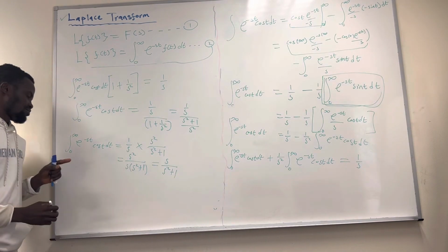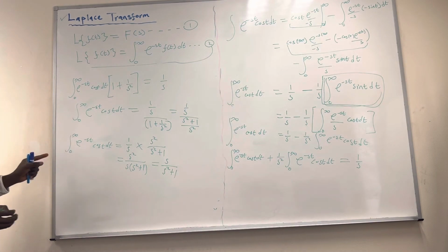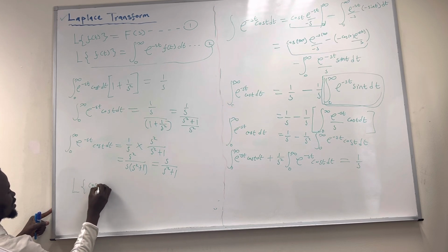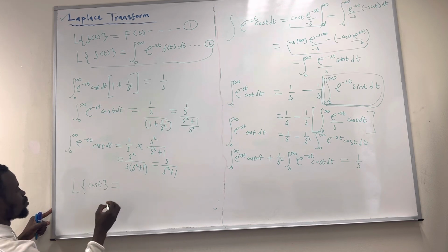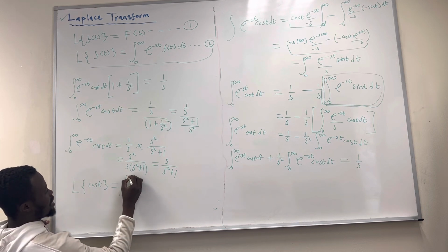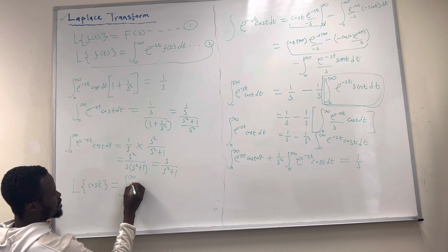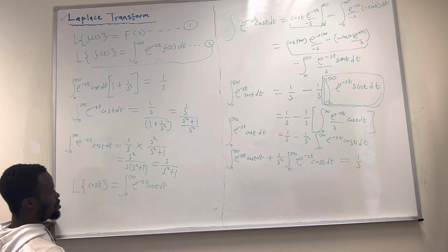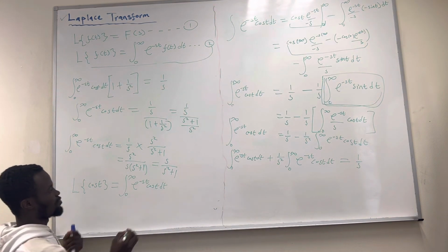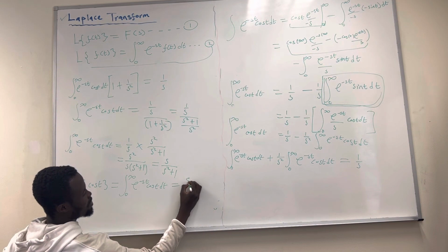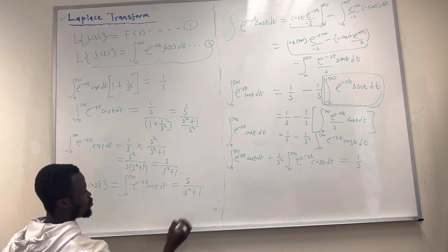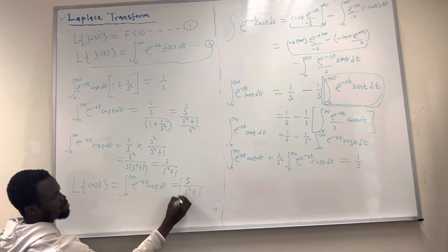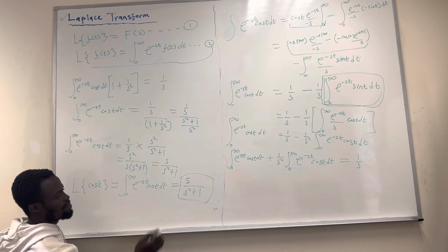So meaning that whenever we have, don't forget where we started from. The Laplace transform of cos t is equal to the integral from 0 to infinity of e to the negative st cos t dt. Okay, so this is what we are finding, the Laplace transform. So at the end of it, we have s over s squared plus 1. So meaning that the Laplace transform of cos t is always equal to s divided by s squared plus 1.